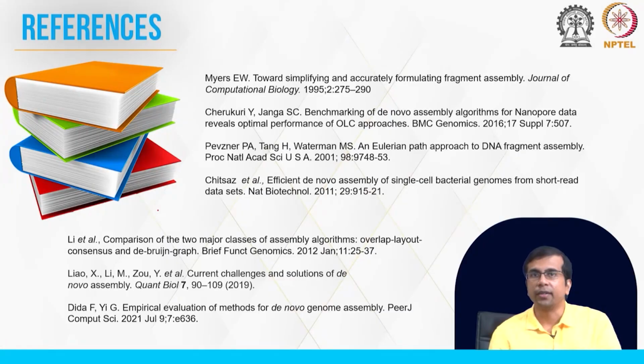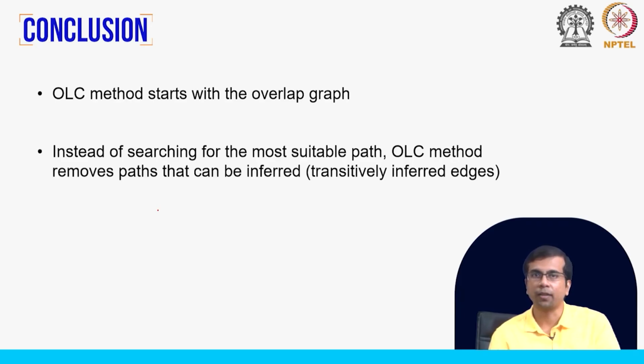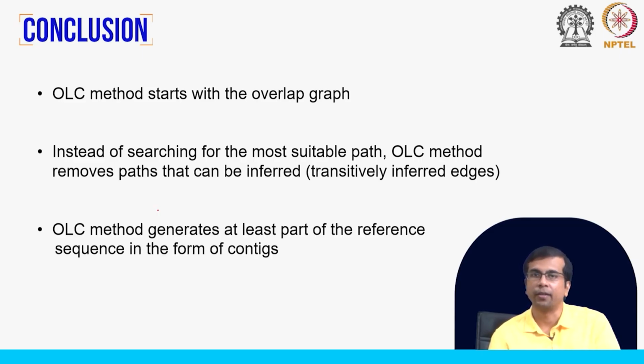So here are the references for this part. To summarize, the OLC method starts with the overlap graph as we have seen. The novelty part is the layout approach. Instead of searching for the most suitable path like SCS does, the OLC method actually removes paths that can be inferred. It removes edges from the overlap graph that can be inferred from other connections, and in that way it simplifies the process of finding the reference sequences. So if you have repeats, the OLC method will at least resolve certain parts in the form of contigs, and it will indicate where the repeats might be present.